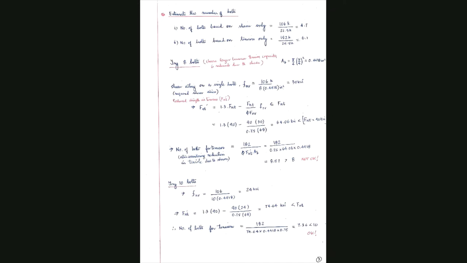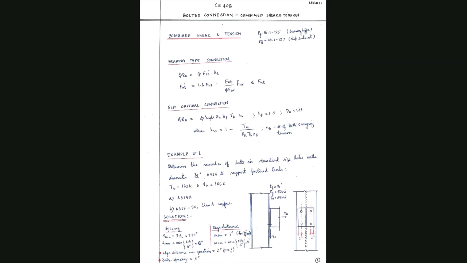So now we need to start off with an estimated number of bolts, because we don't know. There is no equation given to you in the manual to estimate the number of bolts. We have to do it based on an assumption that we'll be discussing now. If you take a look at the picture, take a look at the question, the Tu, the ultimate tension, is 182, and the ultimate shear is 106. Based on these values, we estimate the number of bolts required.